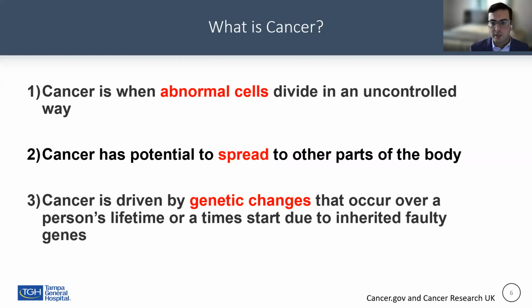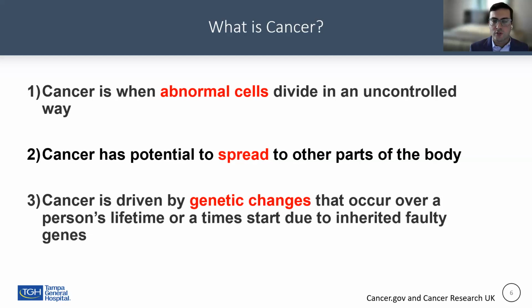Cancer also has the potential to spread. In stage 1 disease, it's localized cancer, but the cancer always has the ability to go through the lymph nodes or lymphatic system, which is sort of our white blood cell circulating system, or through the blood to spread to other sites and metastasize.